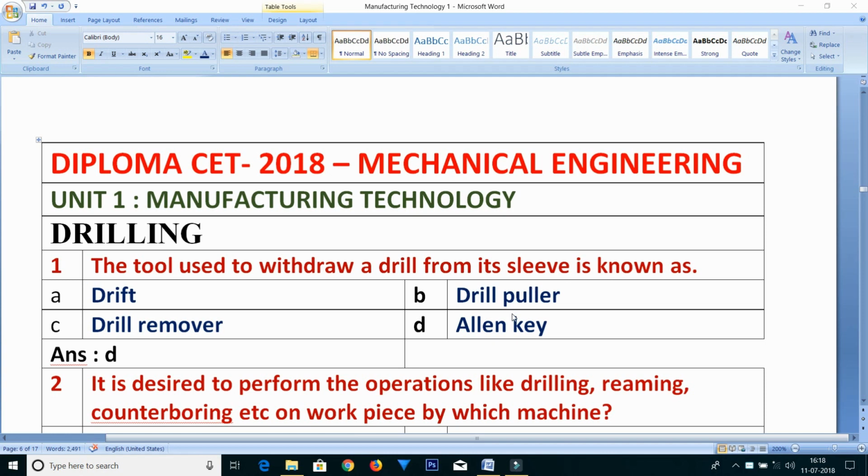So we'll discuss Unit 1, Manufacturing Technology. In that topic, we are going to discuss drilling. So the first question is, the tool used to withdraw a drill from its sleeve is known as option A, drift, option B, drill puller, option C, drill remover, option D, Allen key. And the right option is option D, Allen key.